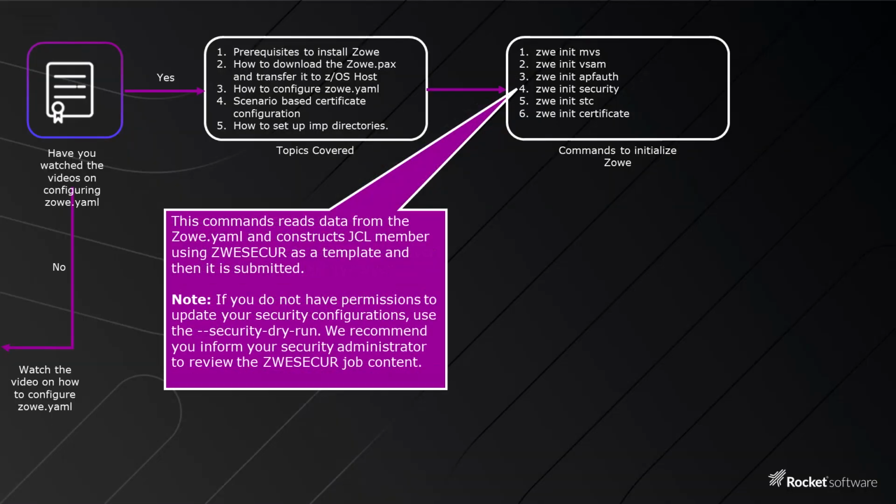The next command is zwe init security -c, followed by the path of your zowe.yaml file. This command reads the data from zowe.yaml and constructs a JCL member using ZWESECUR as a template, and then it is submitted. Note: if you do not have permissions to update your security configurations, use the --security-dry-run argument. We recommend you inform your security administrator to review the ZWESECUR job content.